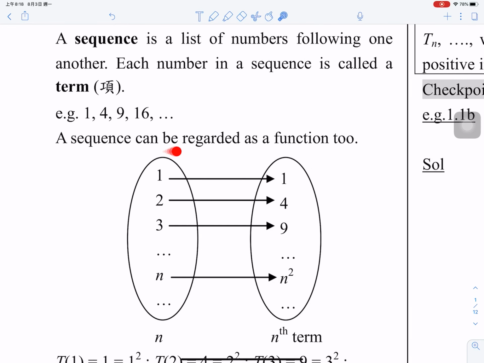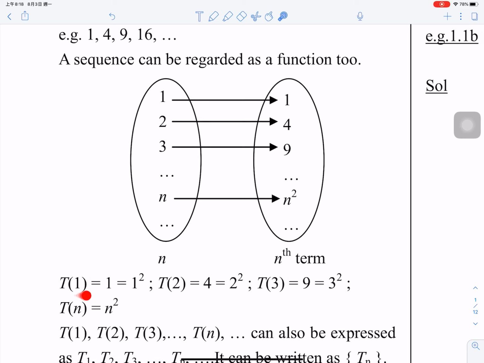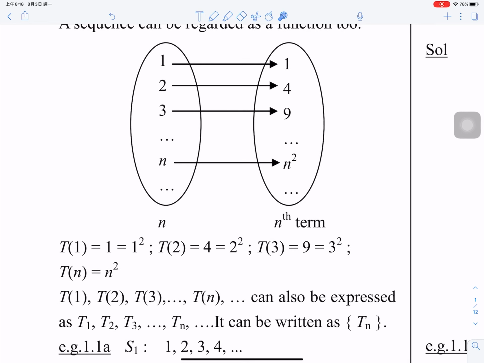A sequence can be regarded as a function too. That means the first one, you say it is 1. The second one, then you say it is 4. The third one is 9. The nth term is n squared. That means when we substitute n equals 1, it equals 1. For n equals 2, the second term is 4, and etc. So Tn equals n squared.